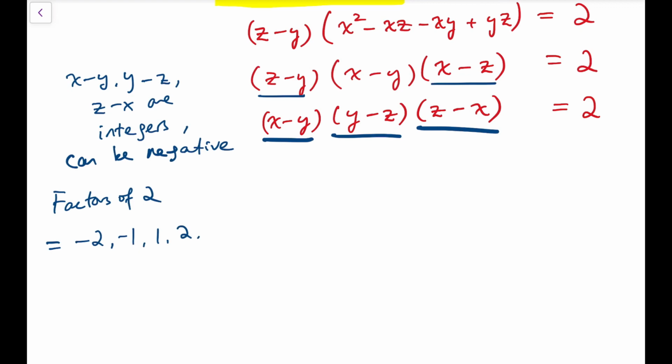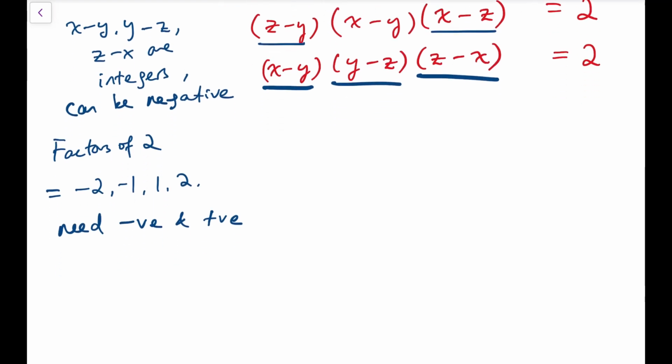So if I want them to multiply to 2 and sum to 0, I need both negative and positive values. Furthermore, the product is positive, so I need 2 negative numbers and 1 positive number. Now that forces the positive value to be 2, and the 2 negative values to both be -1, or else we cannot have the sum be 0.